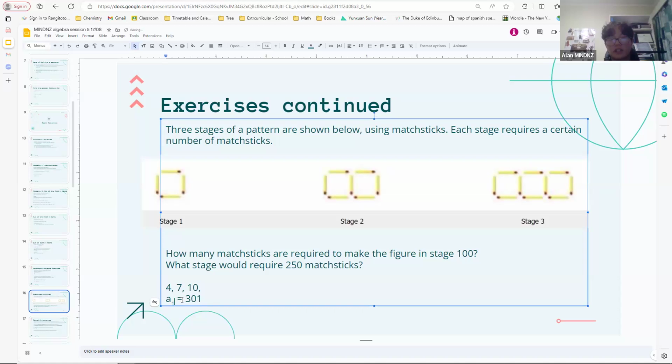So we're trying to find k such that a_k equals 250, but we know that a_k is the same thing as 3k plus 1. So we know that 3k equals 250 minus 1, which is 249. So k equals 83.